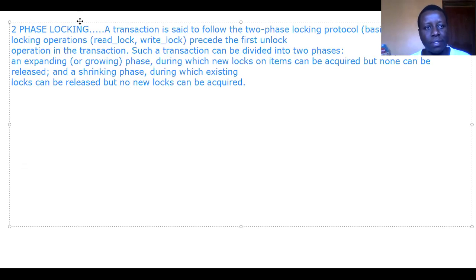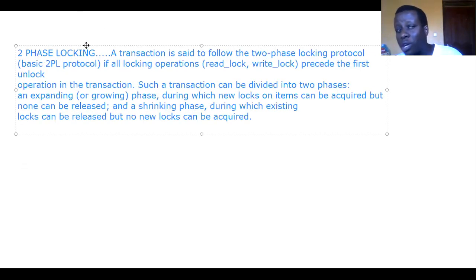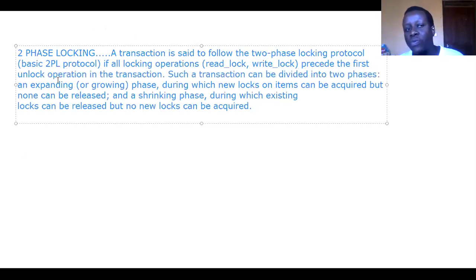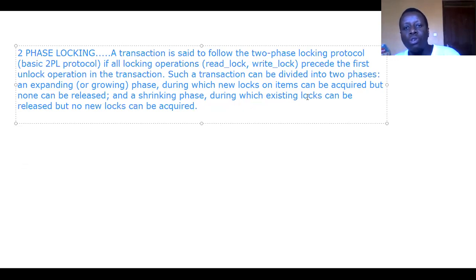Meaning that a transaction is said to follow the two-phase locking protocol, basic 2PL, if all locking operations, read lock and write lock, precede the first unlock operation in the transaction. Such a transaction can be divided into phases: an expanding or growing phase, during which new locks on items can be acquired but none can be released, and a shrinking phase, during which existing locks can be released but no new locks can be acquired. So that's two-phase locking.